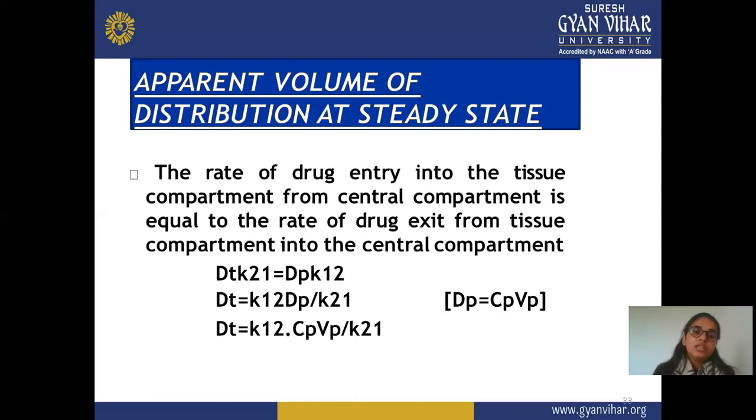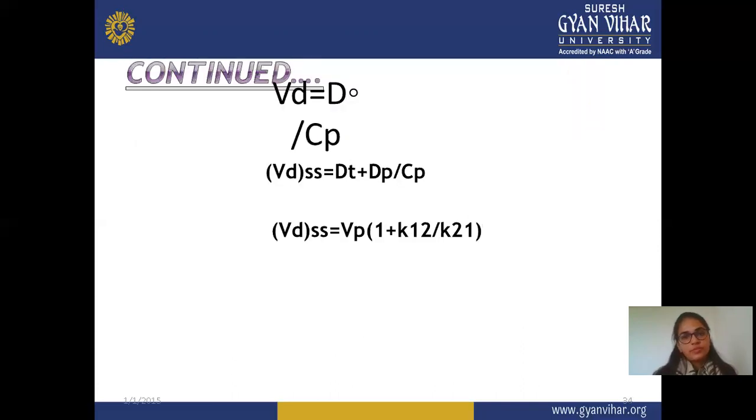of distribution, we give dt K21 is equal to dt K12, where dt is equal to K12 dp divided by K21. So dt is equal to K12 into Cp dp divided by K21, and dp is equal to Cp. dp means both in the central as well as the peripheral compartment. So this is the equation for volume of distribution at steady state concentration.